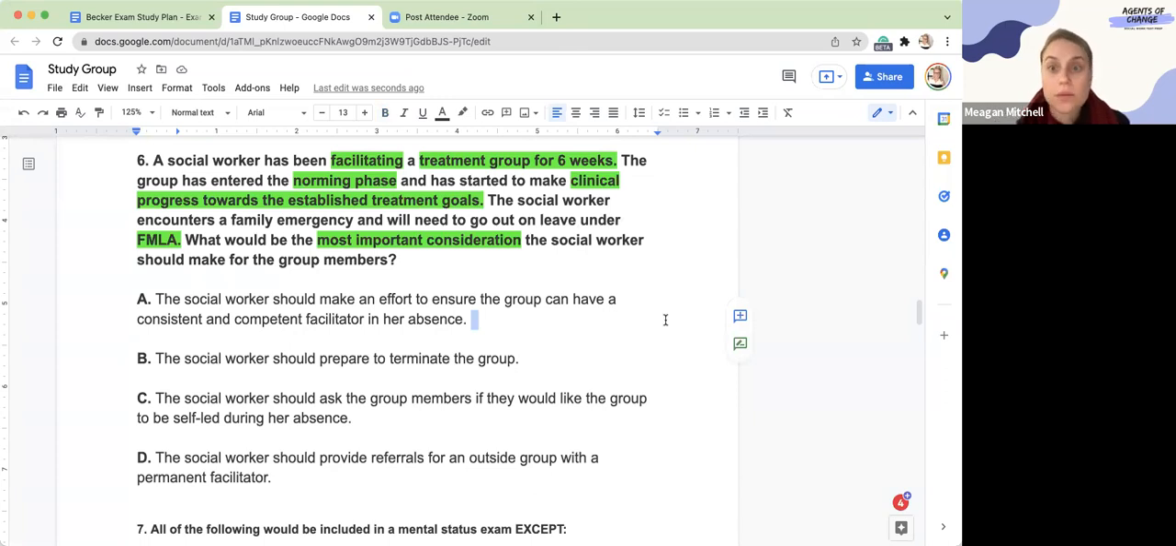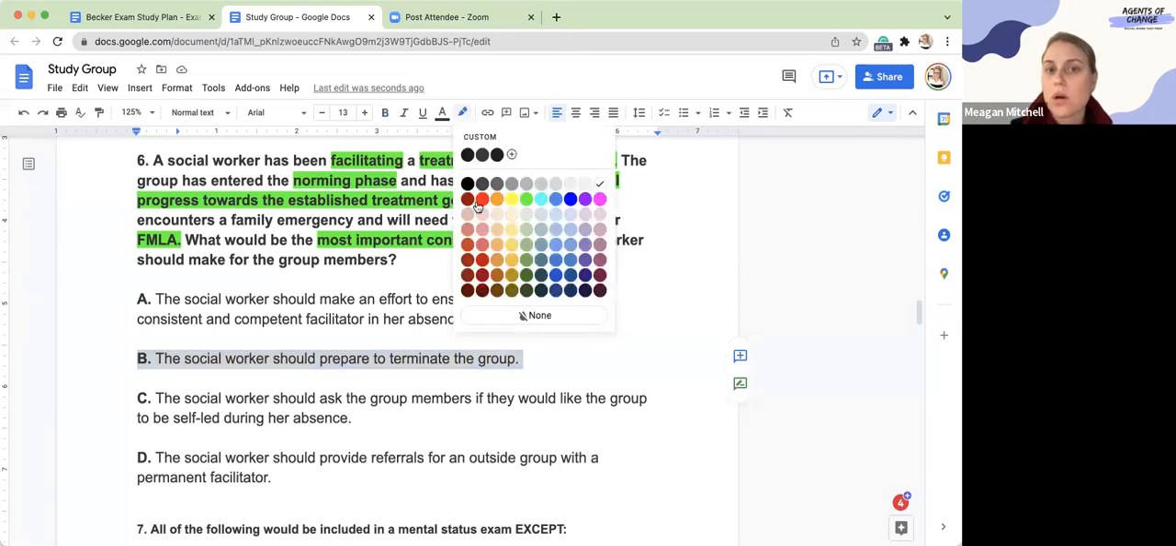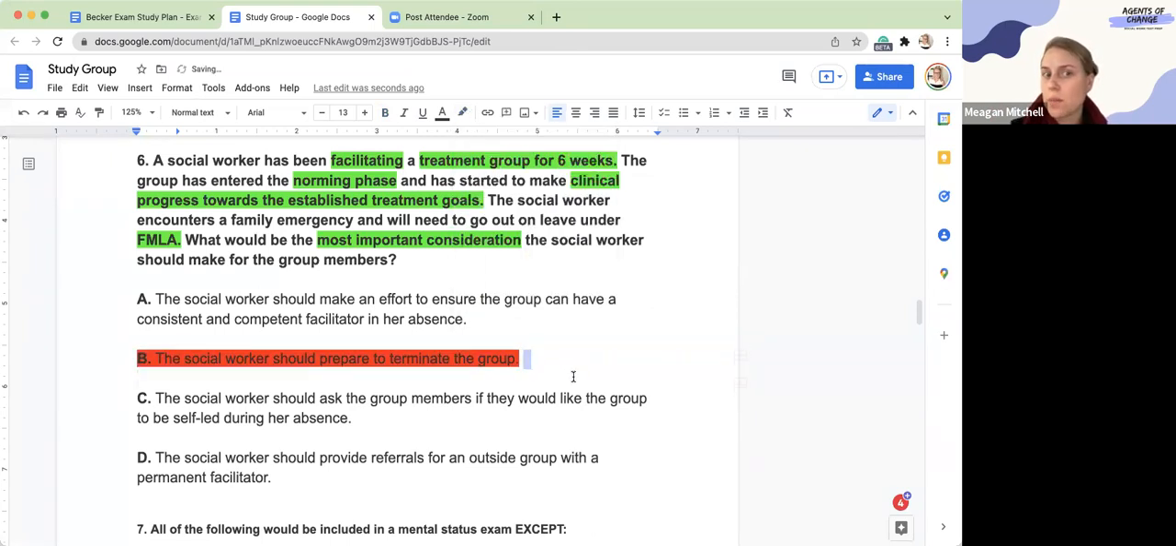A lot of really good ones here. So let's start eliminating. What would be wrong if the social worker was like, I'm going on leave, I need to terminate the group? B should be out. What is really problematic about B? B is problematic because this would be kind of erasing all of that progress and it could cause harm to the group, right? This would not be clinically appropriate at this time.